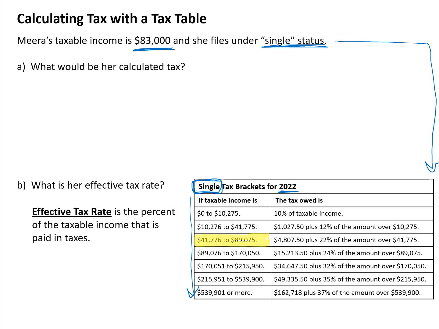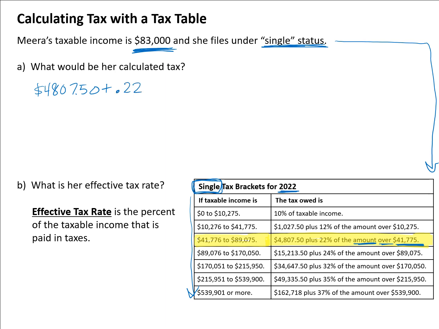This tells us where to look for the formula, continuing across the row, for calculating her tax. The formula we're going to use for her tax is $4,807.50 plus 22% of the amount that she's earned that's over $41,775. How we calculate the amount over that is we subtract that number from her income. She's going to be charged 22%, and I'm going to write that as a decimal.